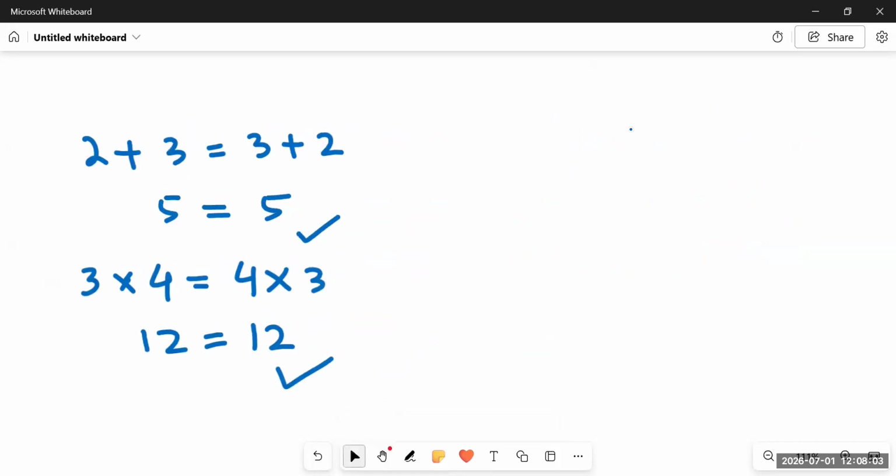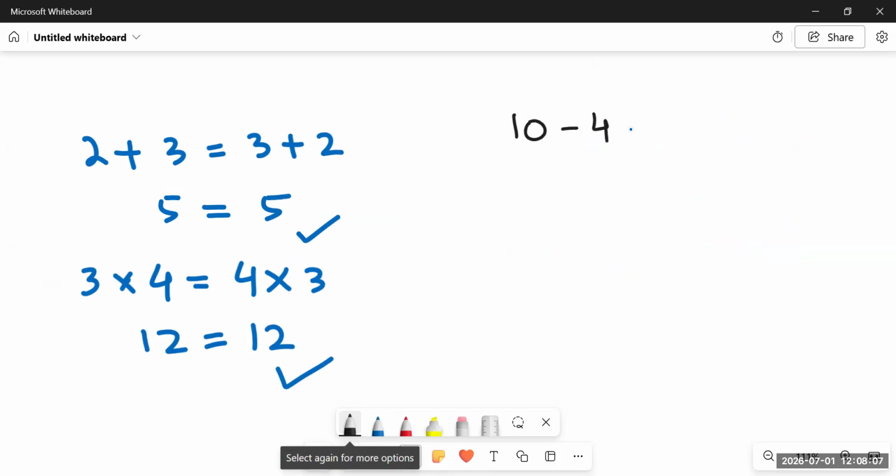But when it comes to subtraction, 10 minus 4 is not equal to 4 minus 10. Why? Because we have already learned in integers that in addition and subtraction, the sign of the greater number comes. So 10 minus 4 gives us a positive answer, whereas 4 minus 10 gives us a negative answer. And so they are not equal because 6 and minus 6 are not equal to each other.